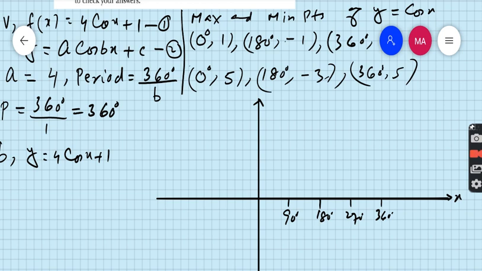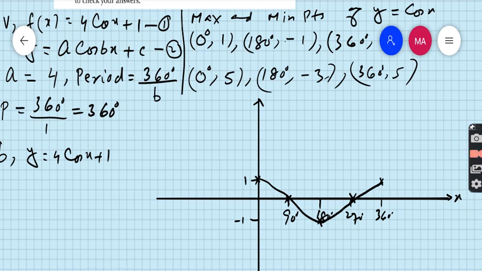The maximum value is 1 and the minimum value is minus 1. So this is 1 and this is minus 1. So at 0 the value is 1. At 90 the value is 0. At 180 the value is minus 1. At 270 the value is 0, and at 360 the value is 1. This is our graph of y is equals to cos x.